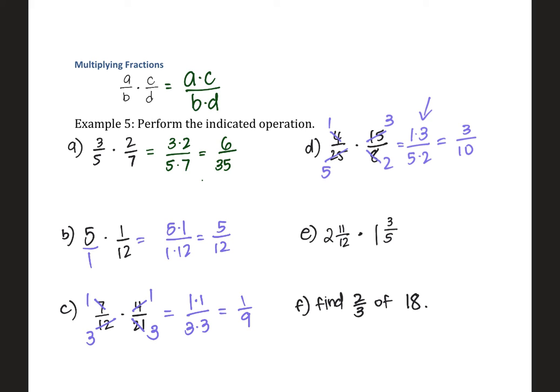For letter E, when you're going to multiply fractions, you want to put it first into improper form first. So I'm going to put a note up here. Put into improper form first if a mixed number. A mixed or whole number.